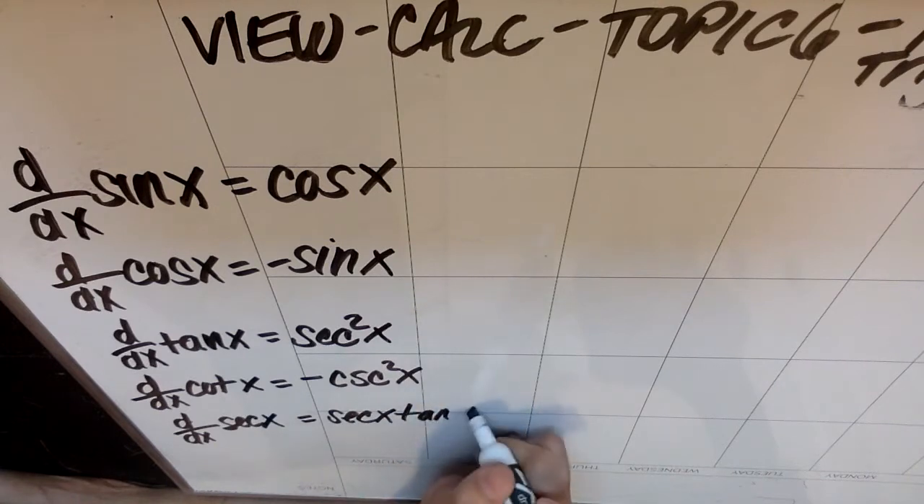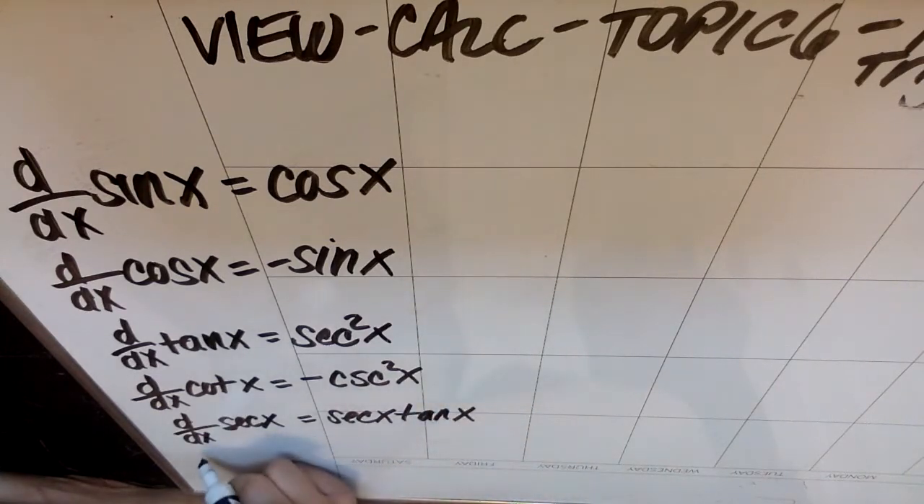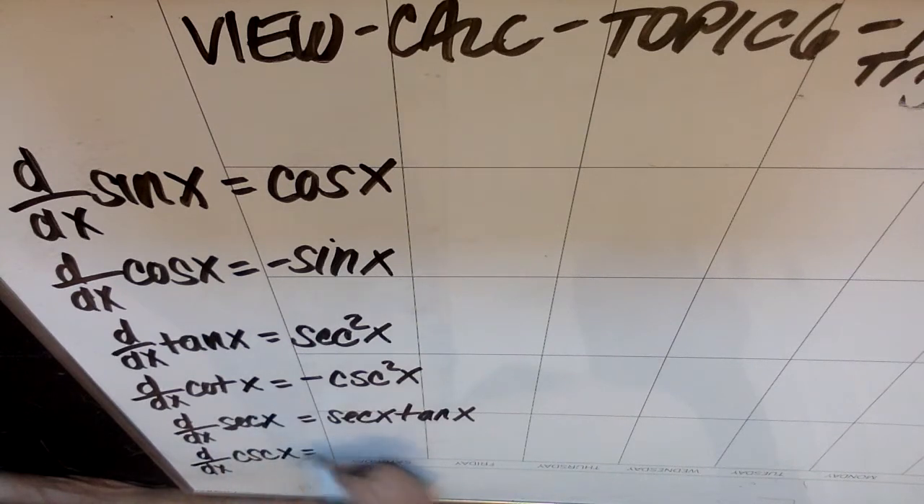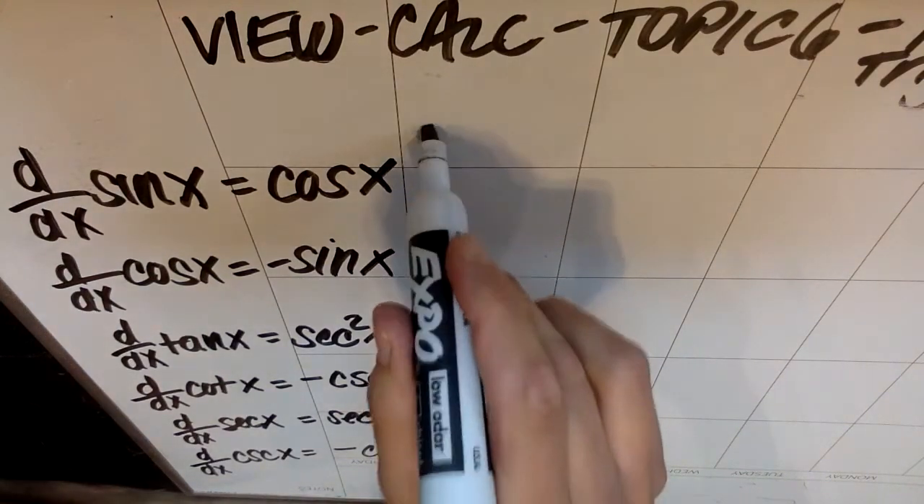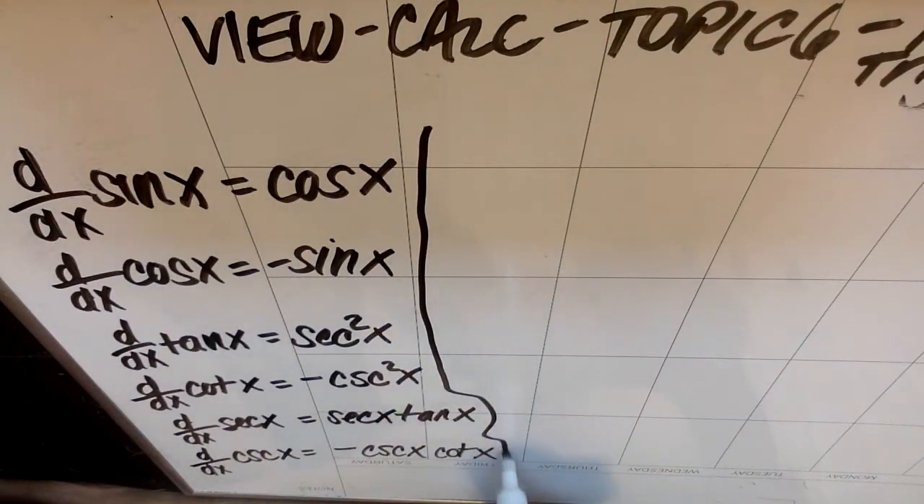Sometimes we just say secant tangent, but you have to write the x's. And the derivative with respect to x of cosecant x is negative cosecant x cotangent x. And again, we sometimes just say negative cosecant cotangent, but when you write it, you have to make sure you include the x's. Okay, so these are our 6 trig derivative rules.